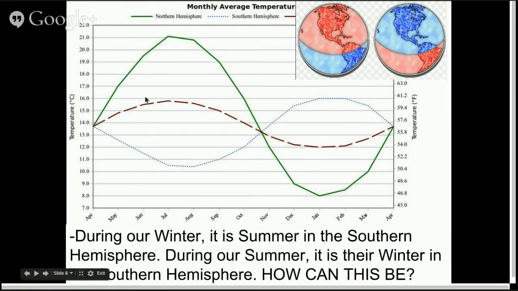Okay. Then we looked at this graph. The northern hemisphere is hottest in July, coldest in January. But the southern hemisphere is the exact opposite. In July, it is at its coldest, and in January, it's at its warmest. So there must be something else going on.